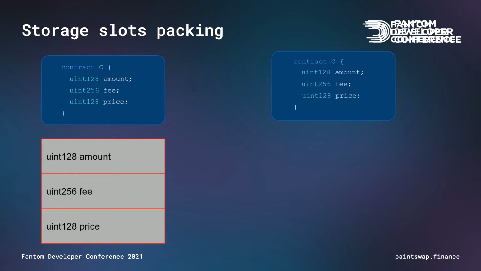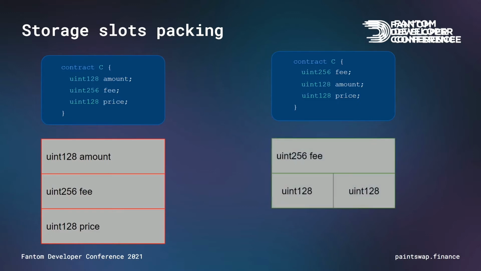So if we take the same contract and switch these two variables around, so we've got the 256 first, followed by the 128-bit variables, you can actually fit those two into the same storage slot. And this is going to save you 32 bytes. So you want to think about the order in which you declare state variables. And also, if you can put commonly used ones together, then that will be more efficient gas-wise as well, because you only have to read one storage slot to get access to multiple variables.